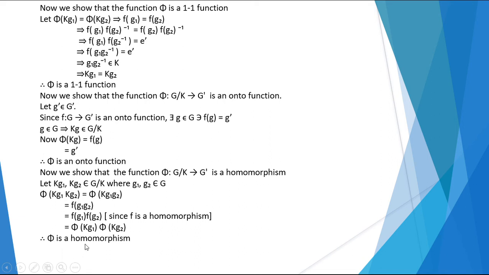Phi is a homomorphism, phi is an onto function, and phi is a 1-1 function. So phi is an isomorphism. Phi from G by K to G dash is an isomorphism. So there is no difference between the quotient group G by K and the homomorphic image G dash of capital G. So every homomorphic image is nothing but a quotient group of G.